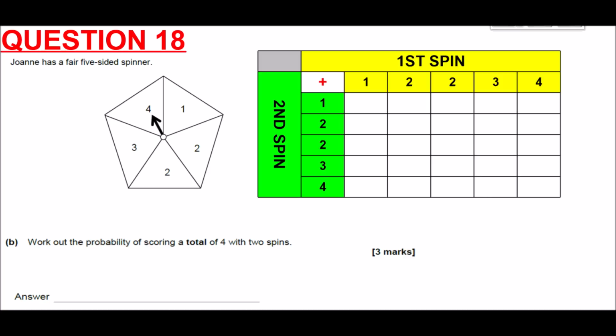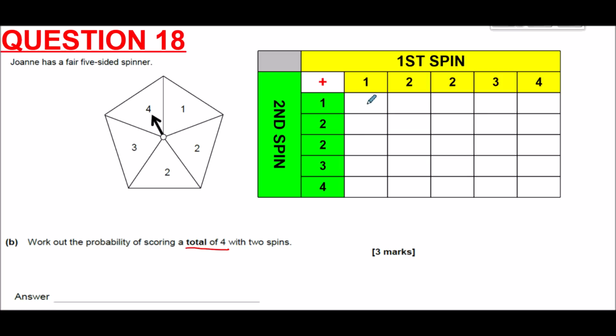Now total, in this case, just means added together. So the total of your spins would be the first spin plus the second spin. What I've done here is list the different possible outcomes for each spin. It could land on a 1, it could land on a 2 here. This third side is also a 2, the fourth side is a 3, and the last side is a 4. And the same possibilities for the second spin, because we're still talking about the same spinner.